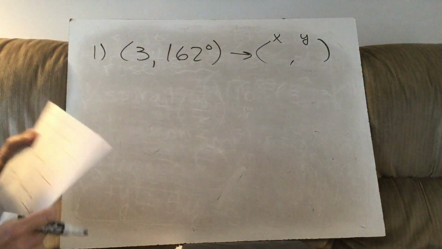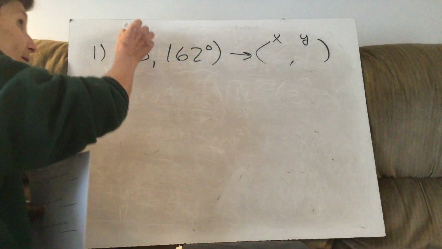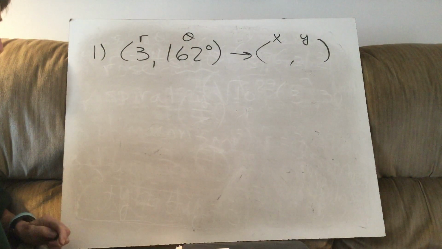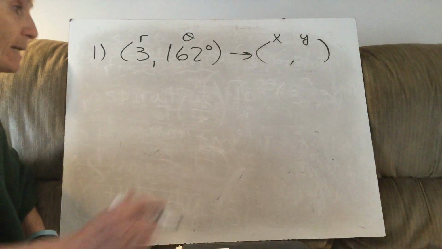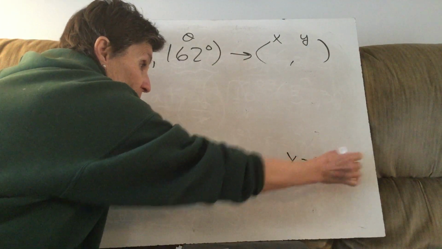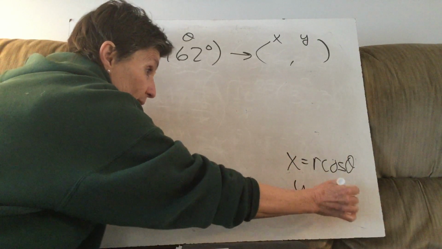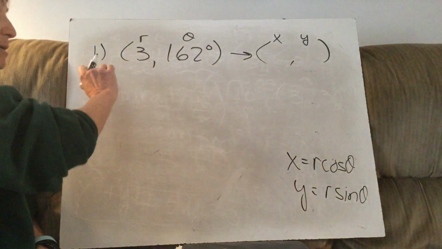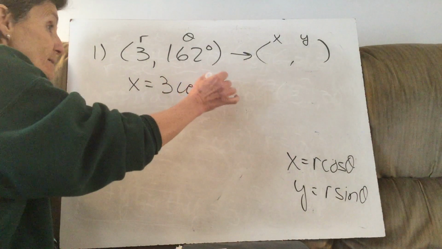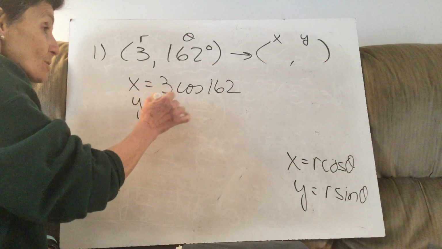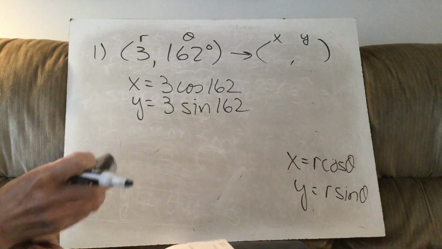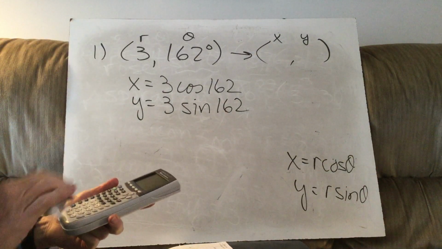That means we have polar, we have r and theta, and we want x and y. We need to make a note, if we have not already, that x equals r cosine theta and y equals r sine theta. So kids, this is incredibly simple. X equals 3 cosine 162 and y equals 3 sine 162. So we just type that in on our calculator, and whatever we get, that is going to be our x and y.